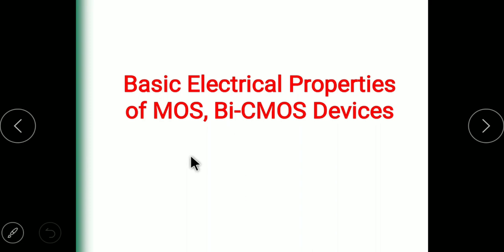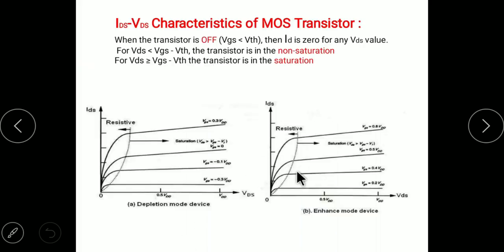Good morning. Today we are going to discuss the basic electrical properties of MOS and CMOS. So these are the VI characteristics, or output characteristics, of the MOSFET transistor. These curves belong to the enhancement mode NMOS and these curves belong to the depletion mode NMOS transistor.